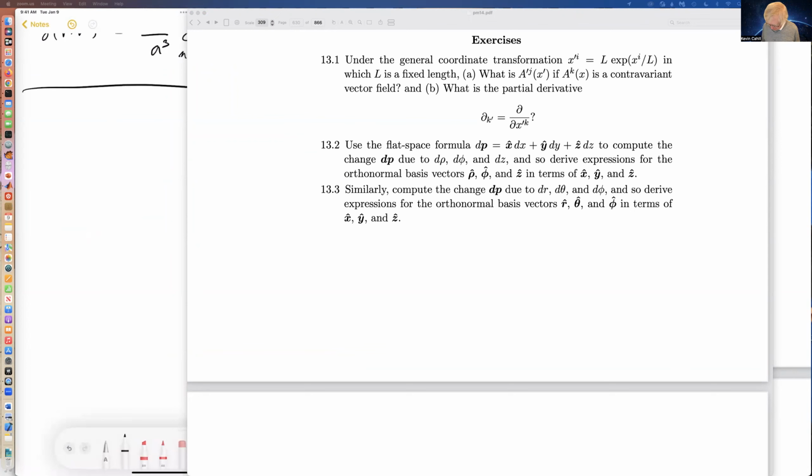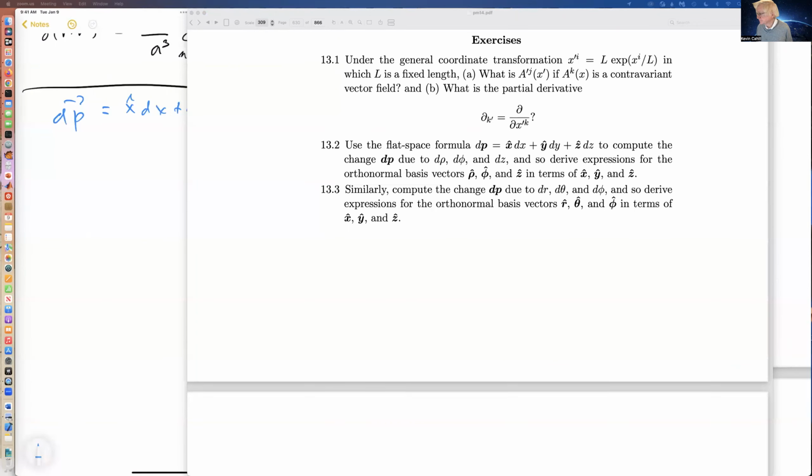let me change colors a little bit, maybe to blue. So the basic idea is that we're saying that dp is x hat dx plus y hat dy plus z hat dz, where the hat generally means unit vector. And we're thinking about flat space here. And so we want to compute what the change in dp is due to d rho, d phi, and dz. And that will give us formulas for rho hat, phi hat, and z hat.